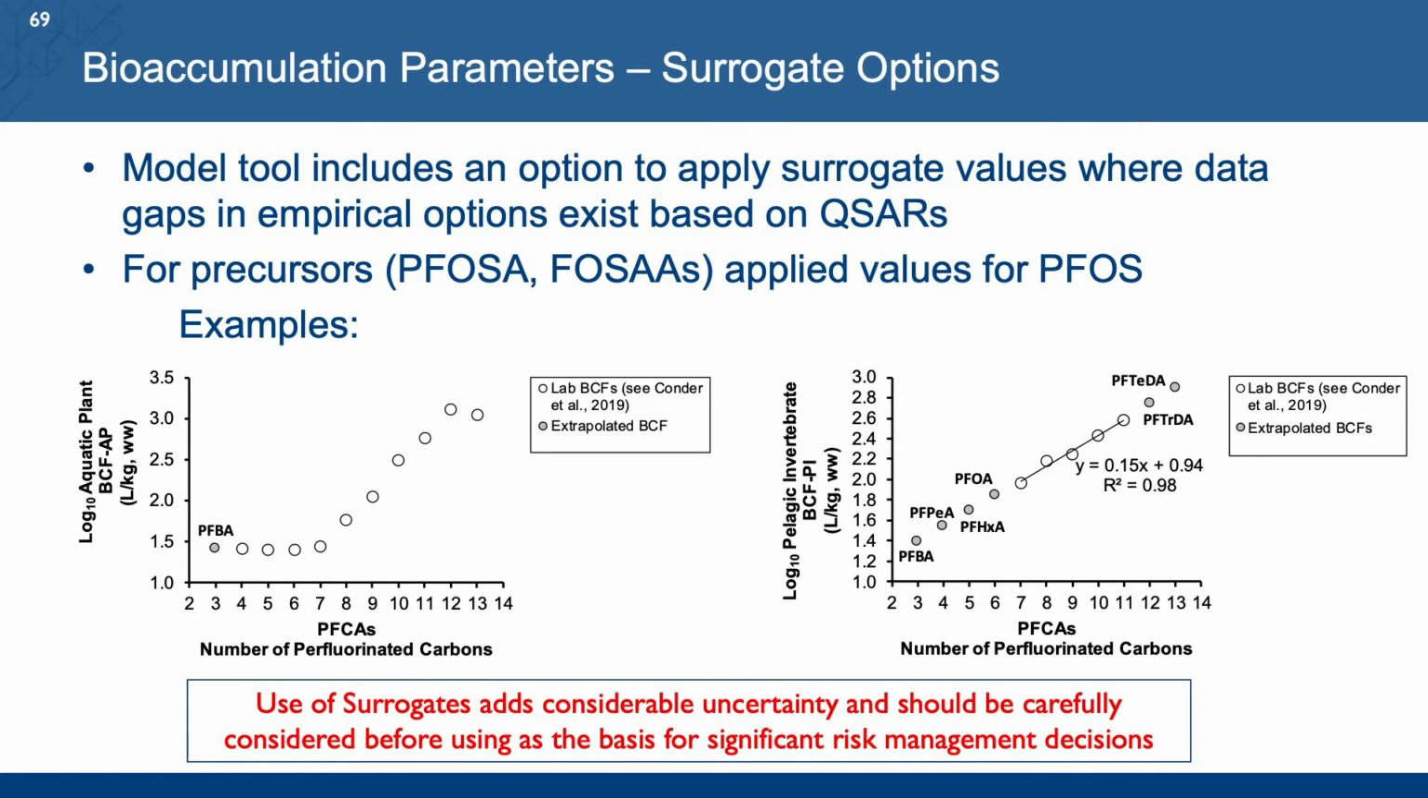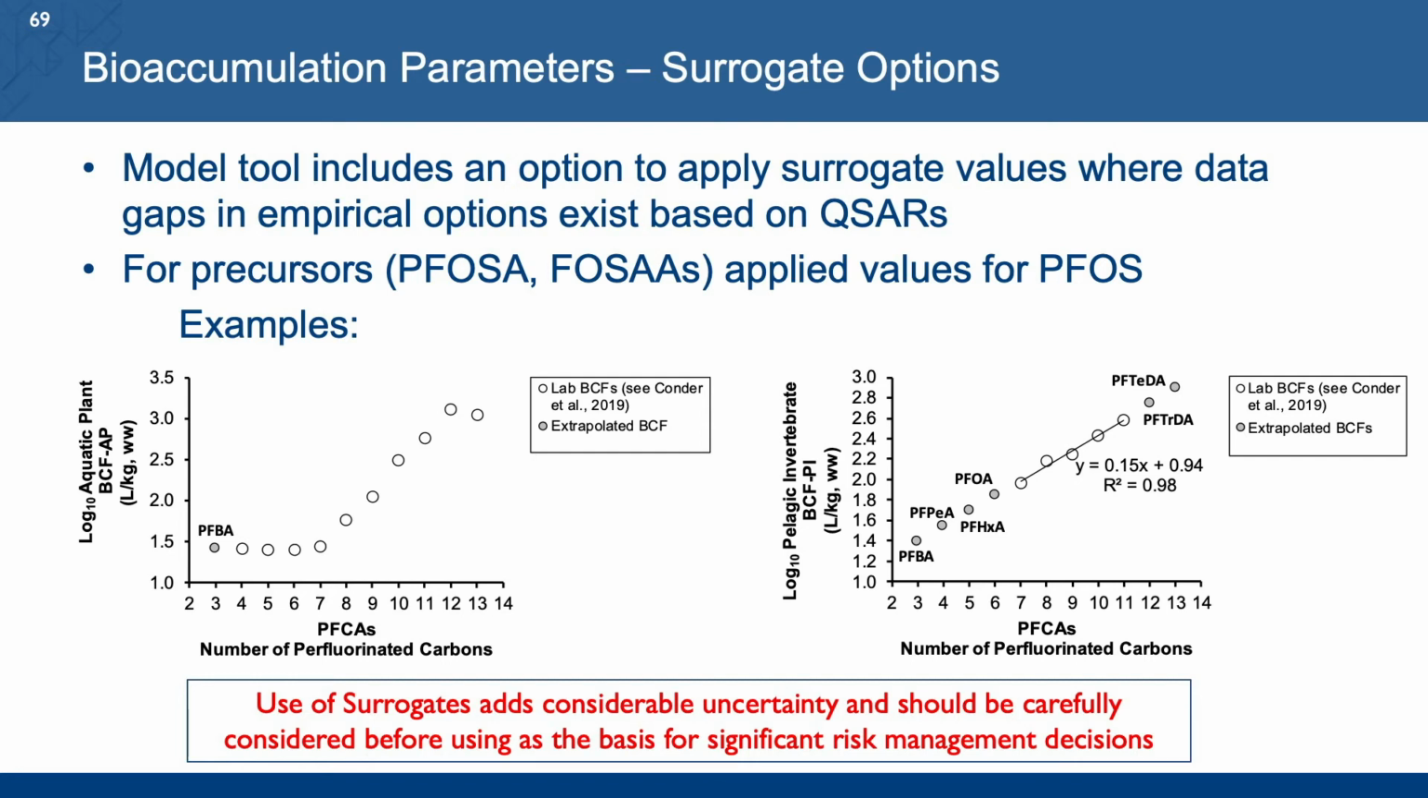And really what we mean here is where we had data where we could correlate along those chain lengths for the carboxylates or the sulfonates separately, we used those and tried to apply those values. And so a lot of best professional judgment went into selecting these. For example, when we were looking at our aquatic plant BCFs, we had data, all of these hollow circles are the actual lab data. And then we were missing a value for PFBA.